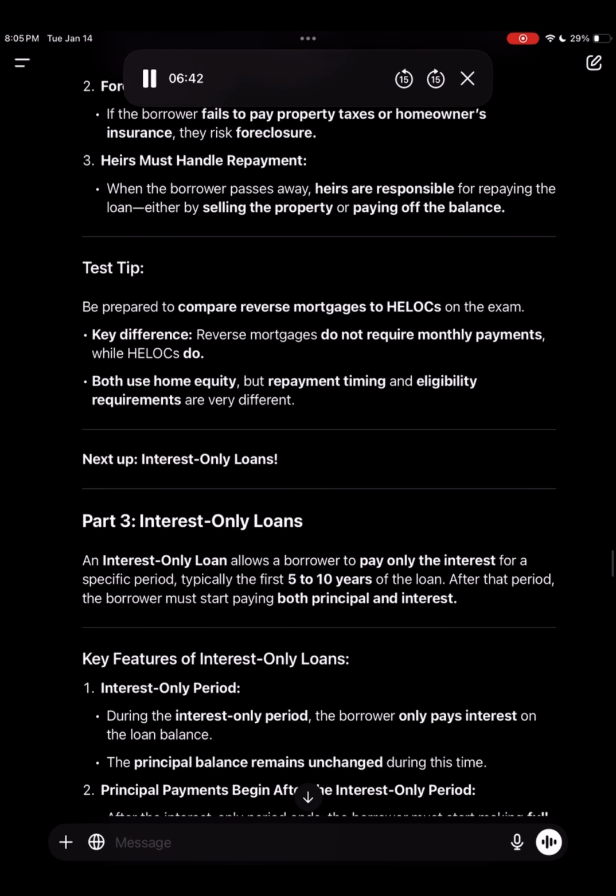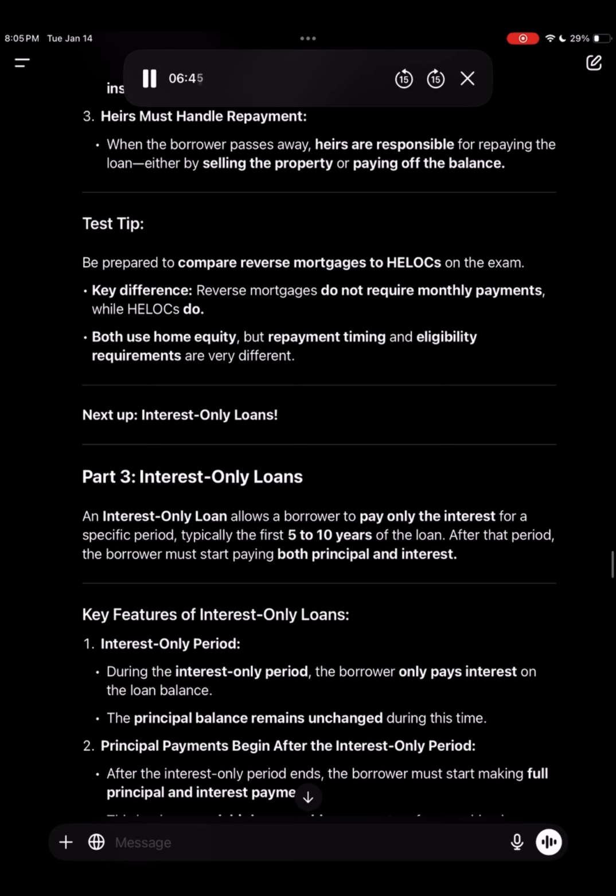Test tip: be prepared to compare reverse mortgages to HELOCs on the exam. Key difference: reverse mortgages do not require monthly payments, while HELOCs do. Both use home equity, but repayment timing and eligibility requirements are very different. Next up, interest-only loans. Part 3.